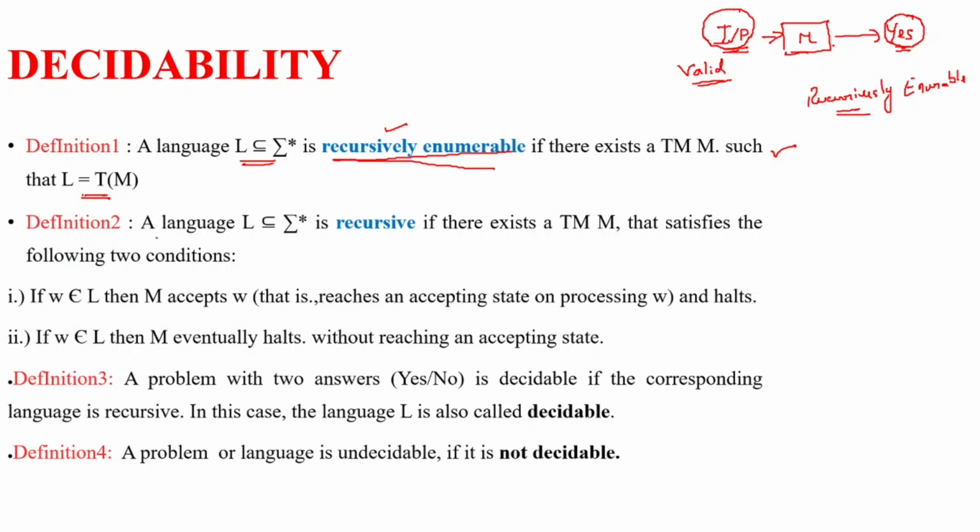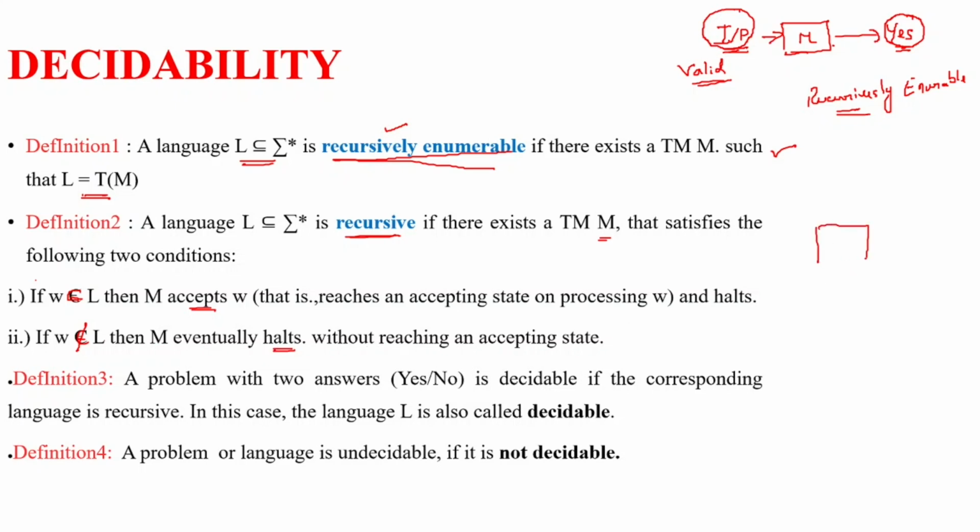Now what about definition 2? Now we are speaking about a recursive language. A language is recursive if there exists a Turing machine M that satisfies the following two conditions. The first one: if W belongs to L, then M accepts W, that is, it halts in some accepting state. And if W does not belong to L, that is, for an invalid string, then M eventually halts. Where does it halt? It halts in some non-accepting state.